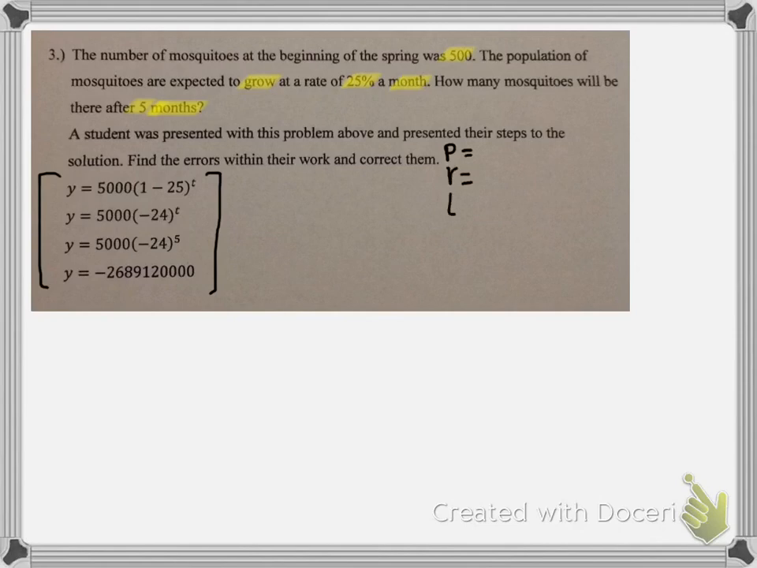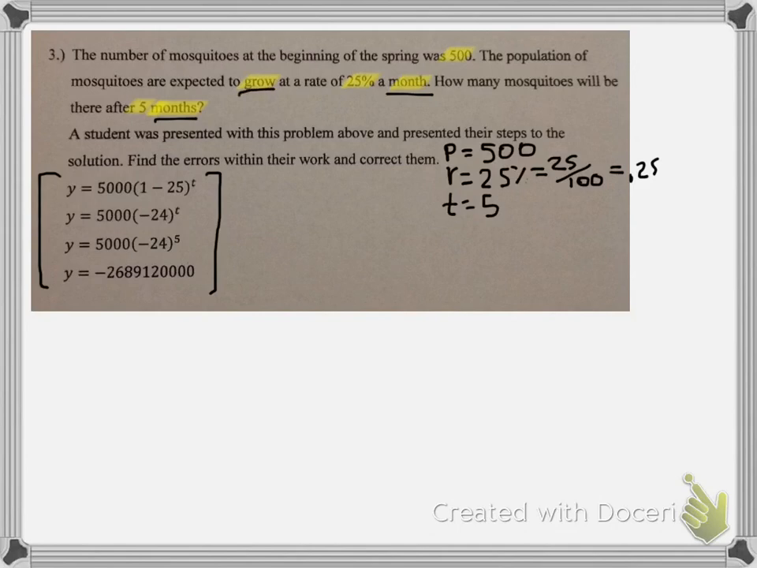Okay? So we have the P as 500 because that's what they started with. That's how many mosquitoes the spring started with. Alright, then the rate is at 25%, but remember, you always got to convert that to decimal form. So you got to do 25 divided by 100. So that will equal 0.25. Time is telling you how many mosquitoes would there be after 5 months. And since month and months match up, you don't have to convert any units. So you can go ahead and just put 5.